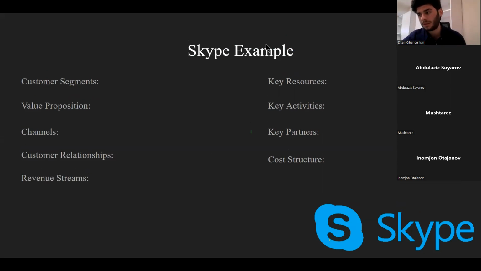Let's just go on something that is already existing and try to make our guesses. For example, you have Skype on the table and you want to create a business model for Skype. First of all, who would be your customer segments? Who are you trying to reach with Skype?